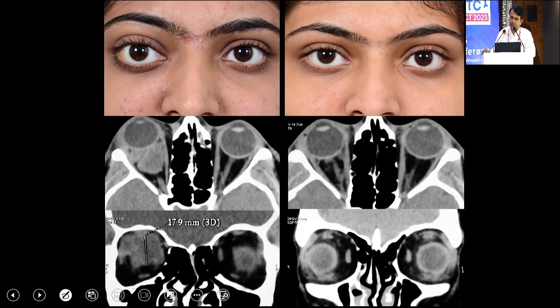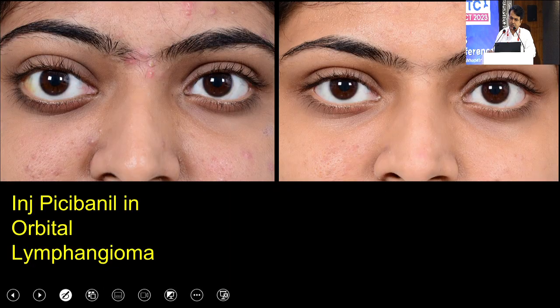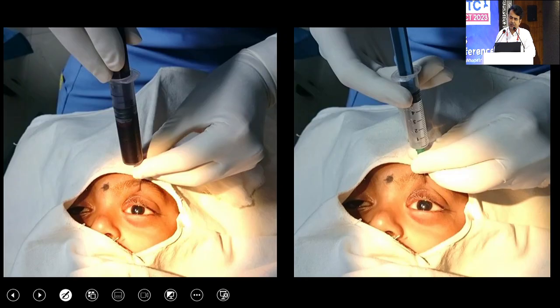In such a situation, we would use picibanil and not bleomycin because we are injecting right next to the optic nerve in the intraconal space, and you can see nice tumor clearance over 3 injections, and she has actually got the cosmesis that she always wanted. Tumor may not always completely go away, but sclerosis is enough that she does not remain symptomatic.